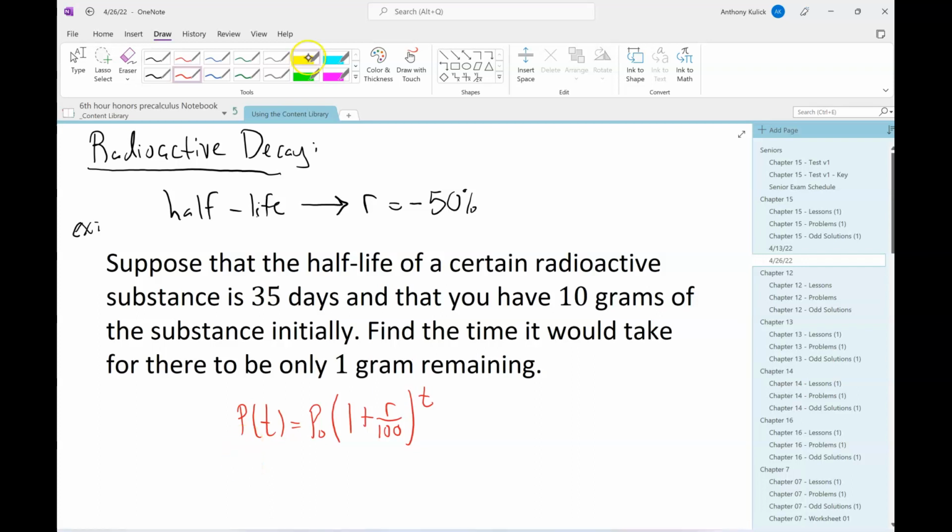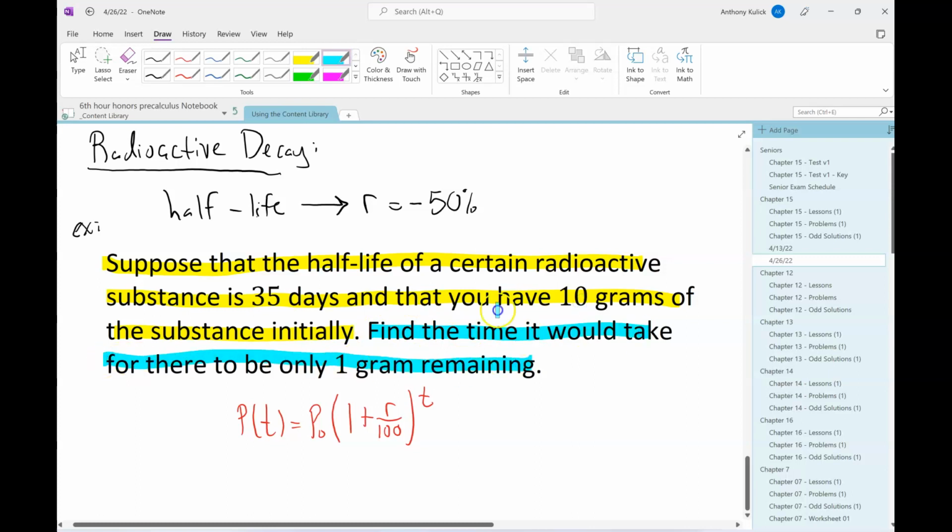Again, I'm going to start by thinking of this as two problems. The first problem is write the model, and then the second problem is going to be solve that model for a specific situation. Of course. So far, so good, peeps?